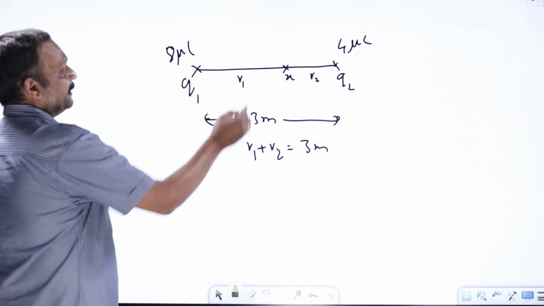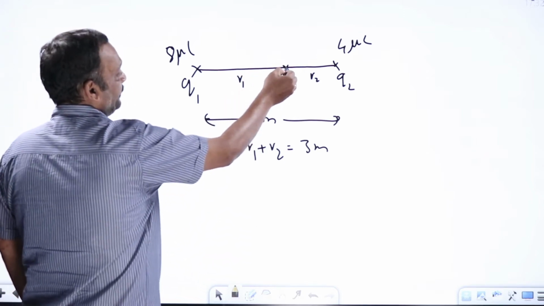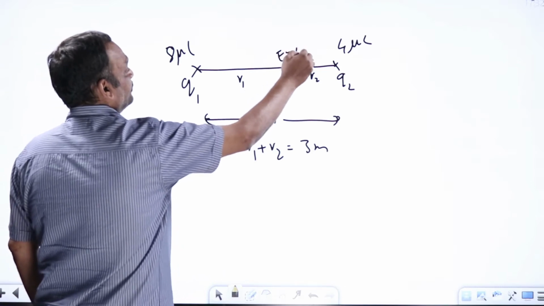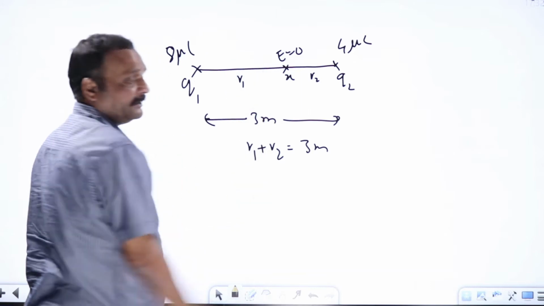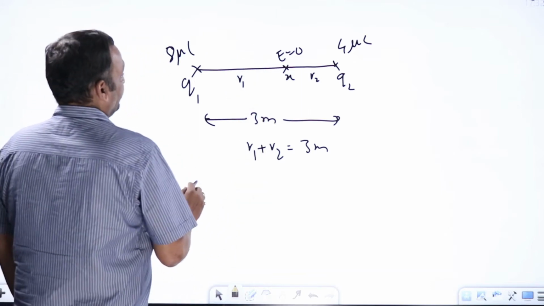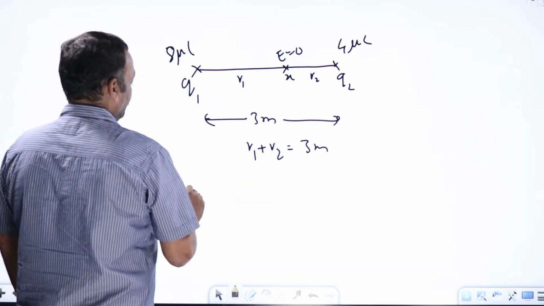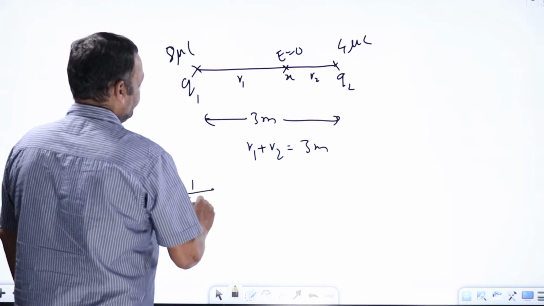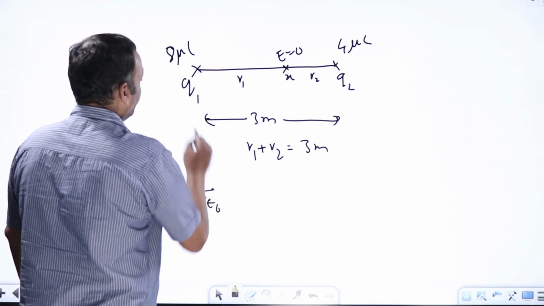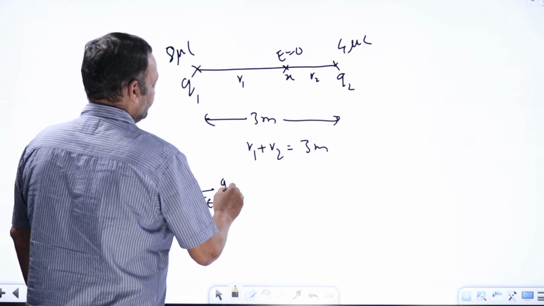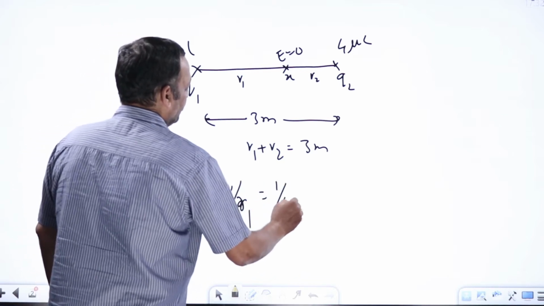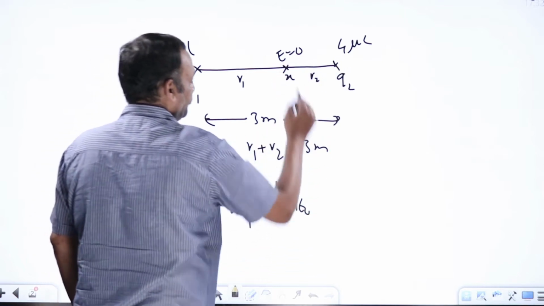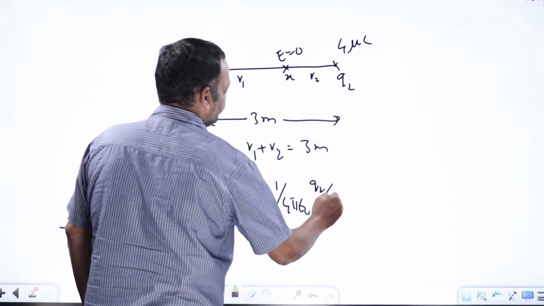So what is the electric field due to this point? Here the electric field equal to 0 means the magnitudes of the electric fields E1 and E2 should be the same. What is the electric field due to Q1? 1 by 4 pi epsilon naught, Q1 by R1 squared, must be equal to 1 by 4 pi epsilon naught, Q2 by R2 squared.